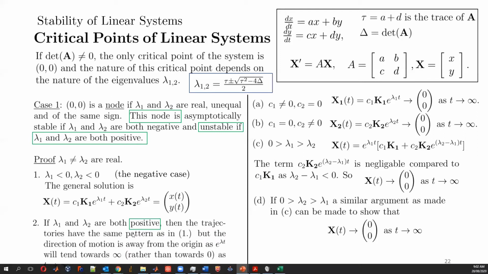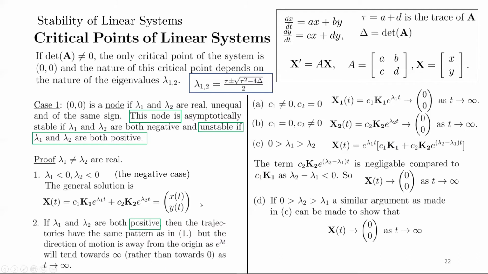So the trajectories have the same pattern as in the negative case, but if you look at the general solution here, if lambda 1 and lambda 2 are positive, then these exponential terms are going to go to infinity as t goes to infinity, because we have the exponential of some positive number, and of course we know that the exponential function goes to infinity as t goes to infinity.